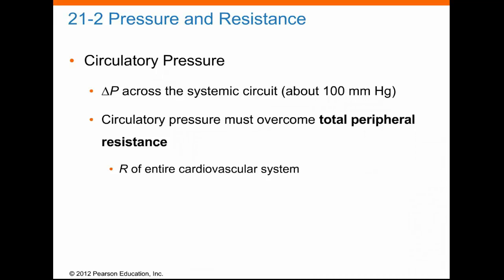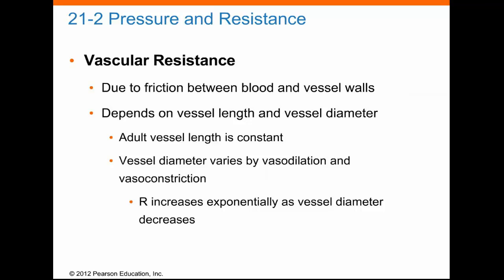So the gradient pressure across the systemic circuit is about 100 millimeters of mercury. So the circulation pressure must overcome total peripheral resistance, the resistance of the entire cardiovascular system. So vascular resistance can be created due to friction between blood and the blood vessels, and it depends upon the vessel length and the vessel diameter. So adult vessel length is constant, the vessel diameter varies between vasodilation and vasoconstriction, and the resistance increases exponentially as the vessel diameter decreases. So the smaller the vessel, the more resistance there is.